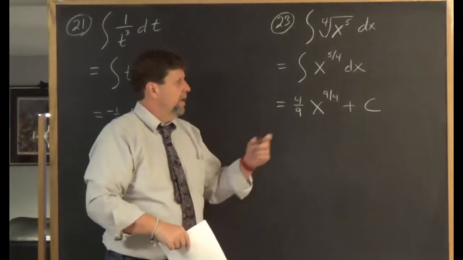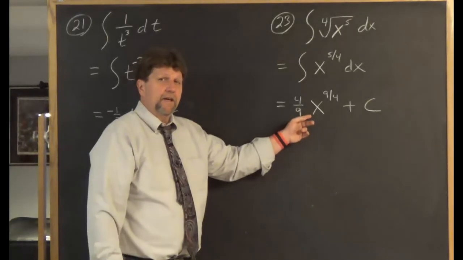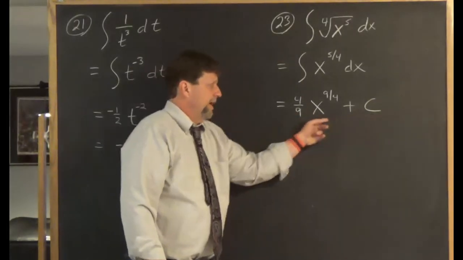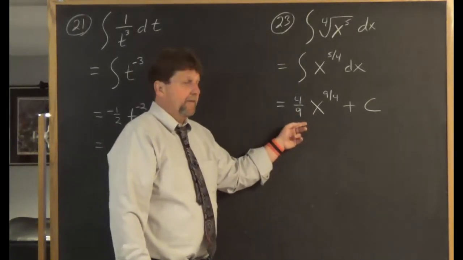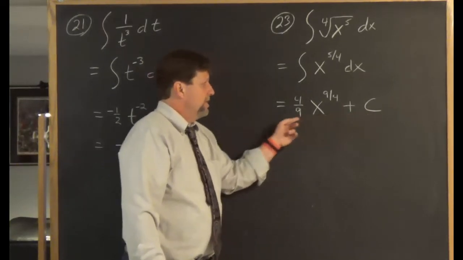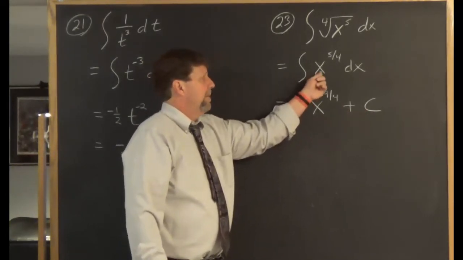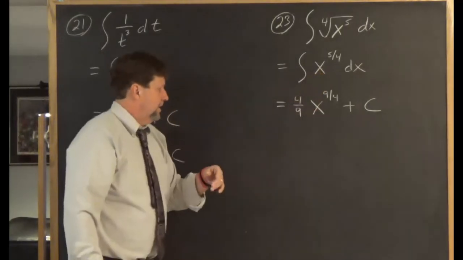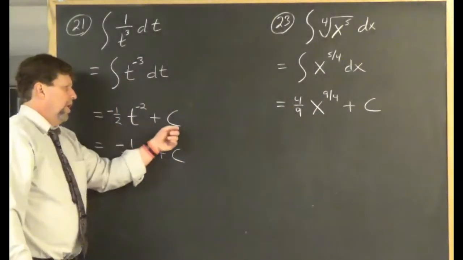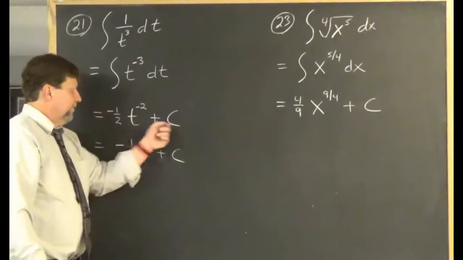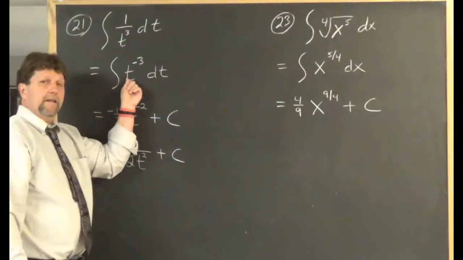One more time. You know you have the correct answer here by differentiating what you think the antiderivative is. And when you differentiate this, you better get the integrand. Same thing here. You know you're correct. Differentiate it. You better get the integrand.